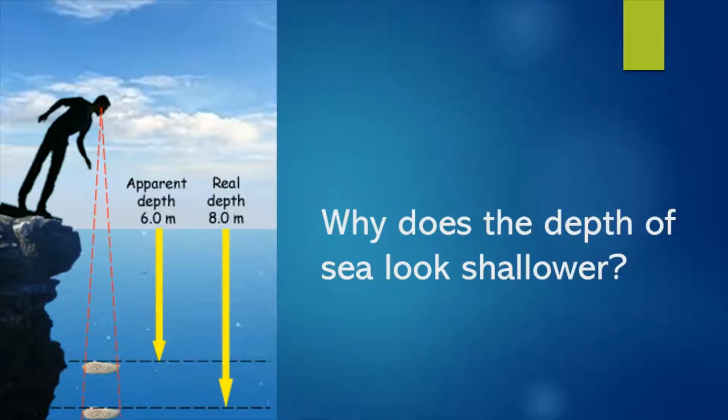Wan Liao says hello. Okay, have you ever noticed that the sea looks shallower than what it actually is? Let's look at the picture on the left. This man is looking into the sea. He sees the image of this object nearer to the surface of the sea. And this distance is called apparent depth, as compared to the actual distance, the actual depth, which is called real depth.